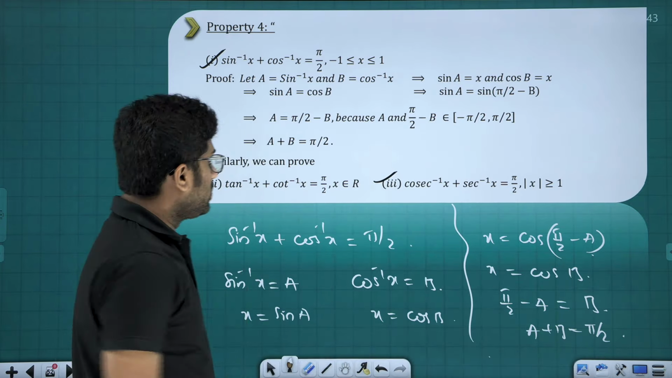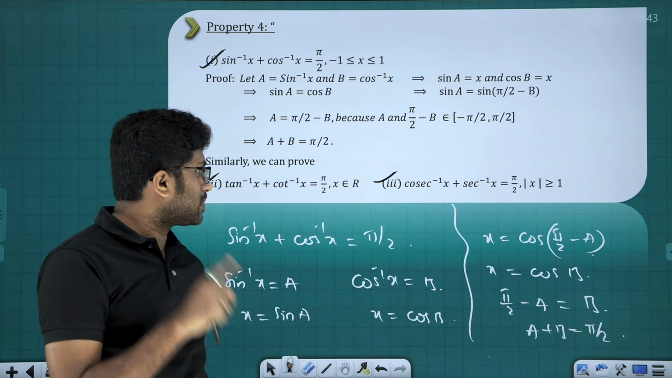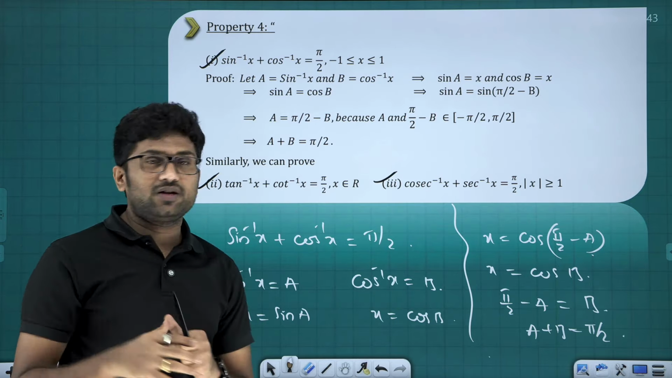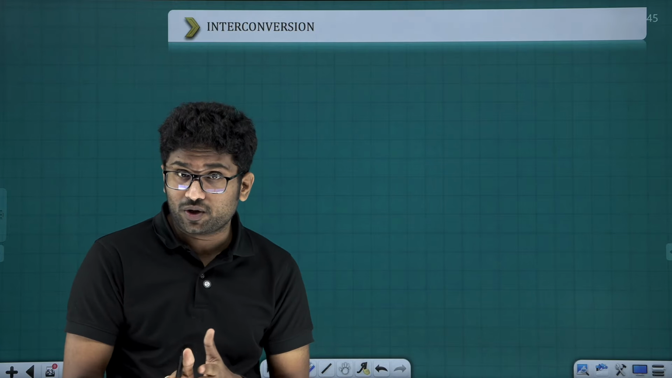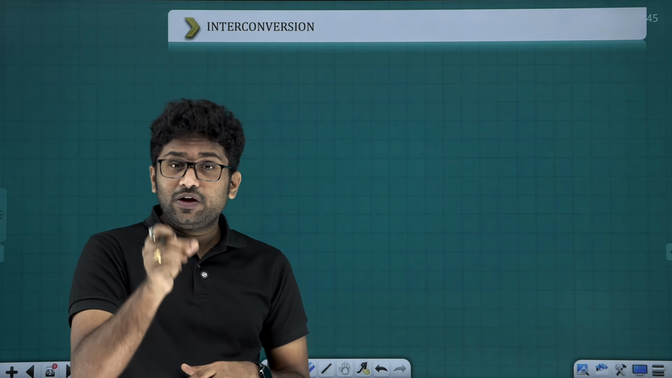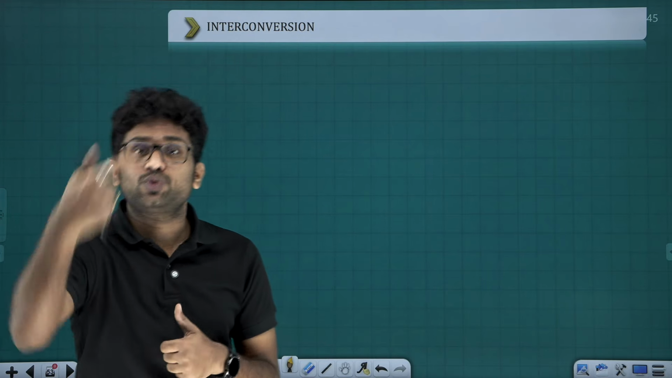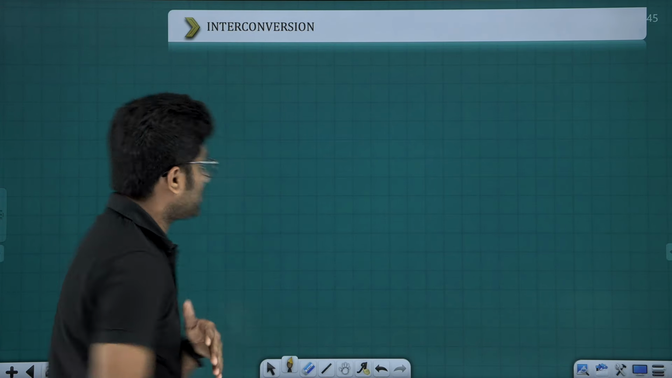Okay. So three most important properties: sin inverse x plus cos inverse x is pi by 2, tan inverse x plus cot inverse x is pi by 2, and cosecant inverse x plus secant inverse x is also pi by 2. Next thing is interconversion. Interconversion of inverse trigonometric functions is very important, and in this we will learn how to express one inverse trigonometric function in terms of the other. The thing is very simple, friends.